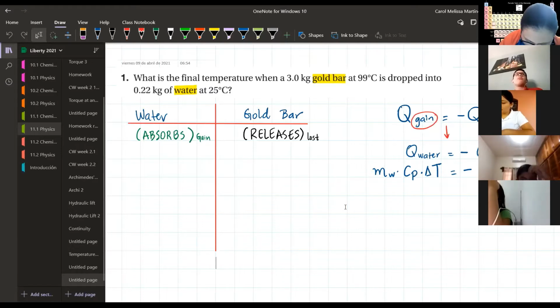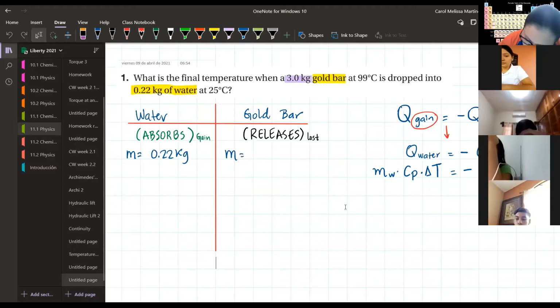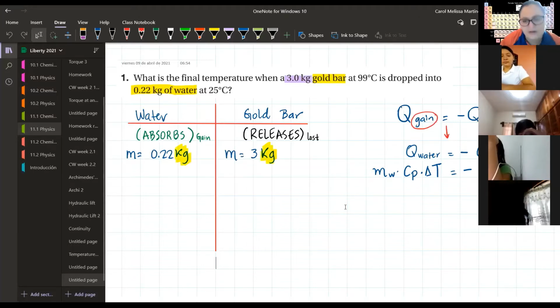I have water, a mass of 0.22 kilograms of water. About the gold bar, I know I have a mass of 3 kilograms. Remember, always check the units. We have kilograms and kilograms, so it means that we don't need to do a conversion. But if it is in grams, you have to convert to kilograms by dividing the given by 1,000.